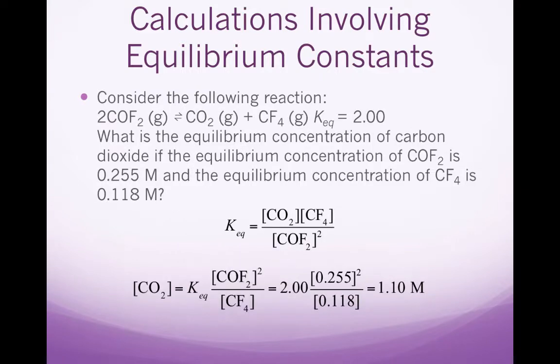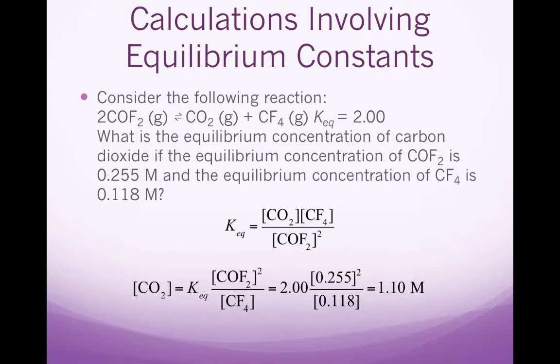We can also calculate an equilibrium concentration of a given species in a reaction if we know KEQ and the equilibrium concentrations of everything else. So let's look at this reaction. If we have 2 COF2 gas reacting to make CO2 gas and CF4 gas, and we know our KEQ is 2, we want to know what the equilibrium concentration of carbon dioxide is, if the equilibrium concentration of COF2 is 0.255 molar and the equilibrium concentration of CF4 is 0.118 molar.